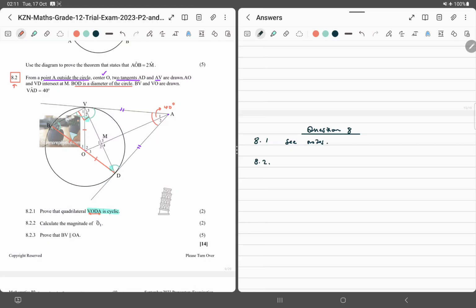Prove that this VODA is a cyclic quad. So how on earth are we going to be able to prove this? How do we prove this thing? Now we can see it's just 2 marks. It just suggests that there is not so much that we need to do.